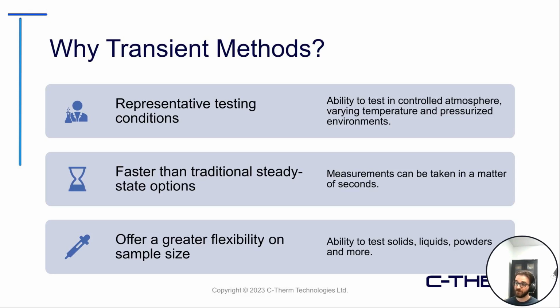And then lastly, they offer a greater flexibility on sample size. So some of our methods can test solids, liquids, powders, and pastes. Again, especially within the geological space, having access to methods that can pivot from a solid to a liquid, and vice versa, can be quite helpful, as can testing an unconsolidated versus a solid sample. Again, it provides you with the ability to test something that is truly representative of your sample.